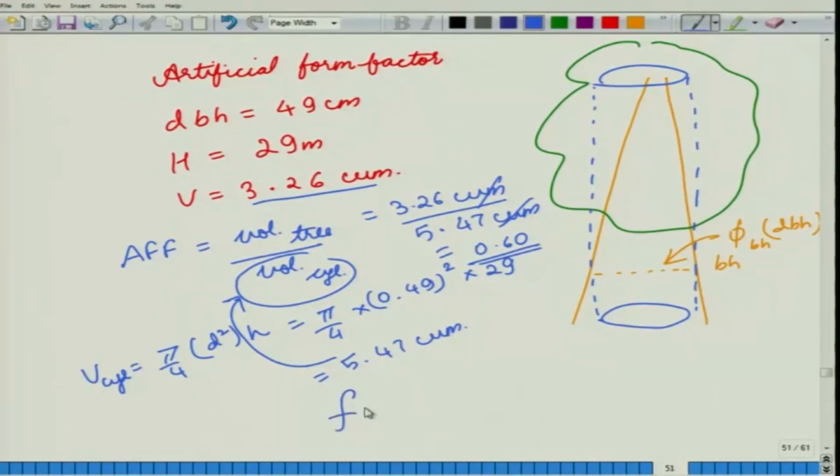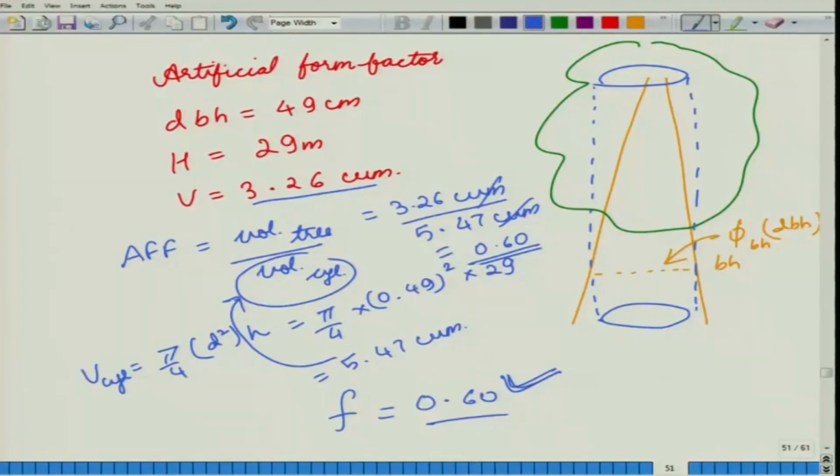So, the artificial form factor F is equal to 0.60. Again, now how are we going to use these values? If we knew the form factors for a representative group of trees, and we can very easily measure the dBH and the height of a tree, we could use this form factor to calculate the volume of the tree.